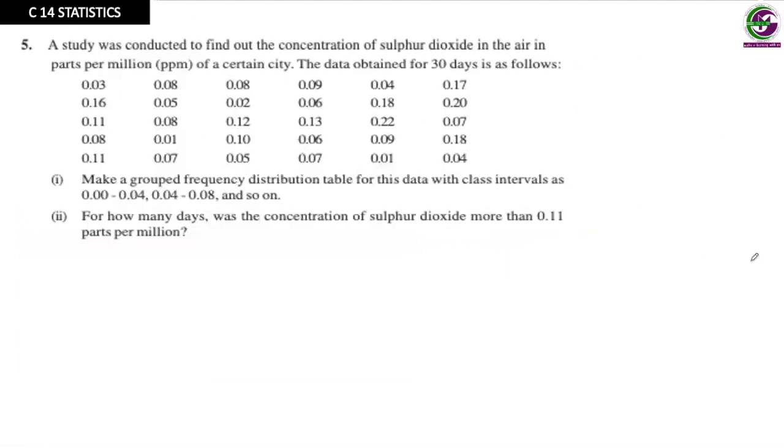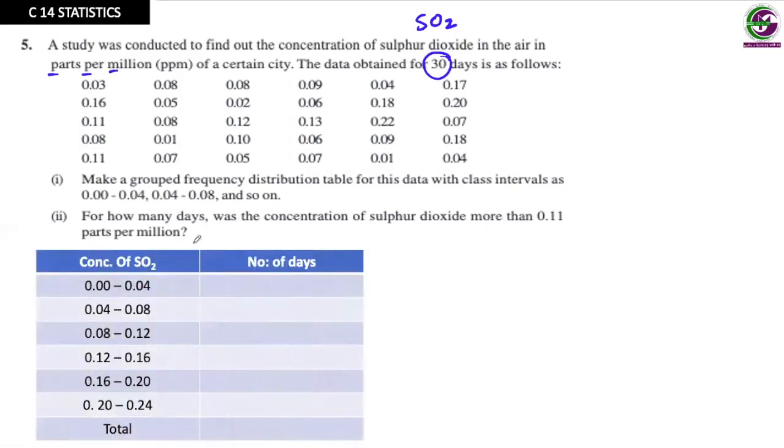Let's see the next question. A study was conducted to find out the concentration of sulfur dioxide in the air in parts per million. This you might come across, parts per million, ppm, of a certain city. The data of 30 days are given here. Make a table starting from 0.00 and with an interval of 0.04. So let us complete the table here.